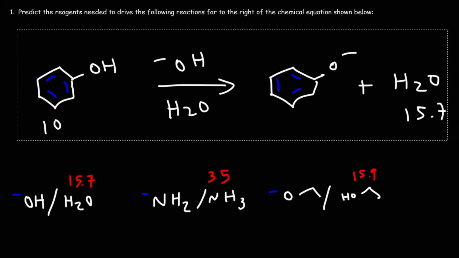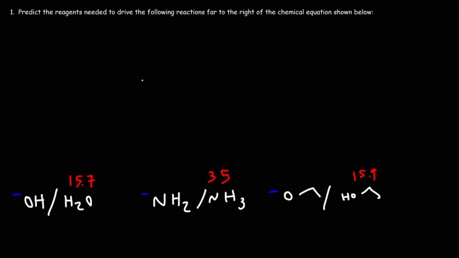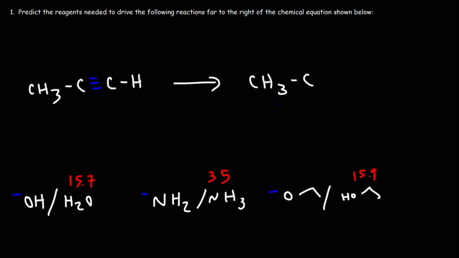Now let's try another example. Let's say we have methylacetylene, you could also call this propyne, and we want to deprotonate the alkyne. We want to remove the hydrogen.